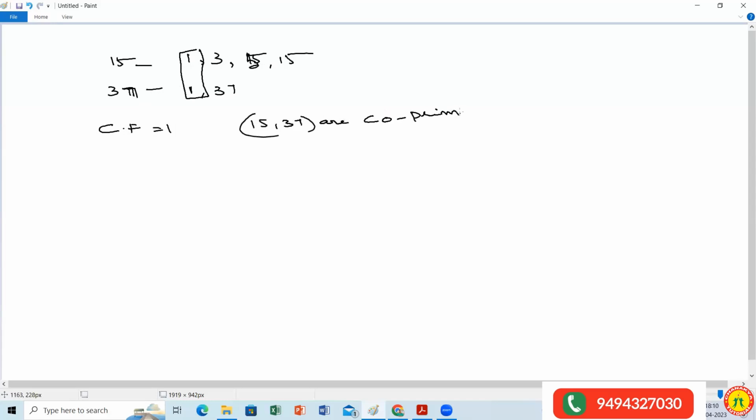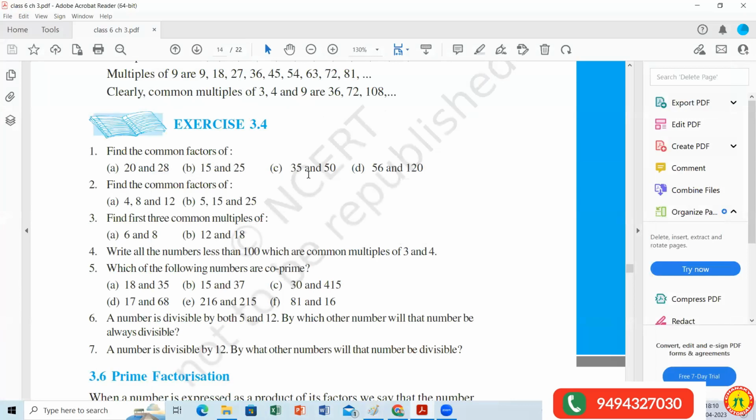Yes, they are co-primes. Very important concept, children. Please learn. Now, next question to Adrit. Adrit, yes, ma'am. 30 and 45, beta.